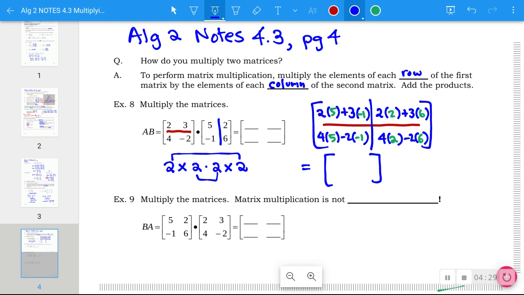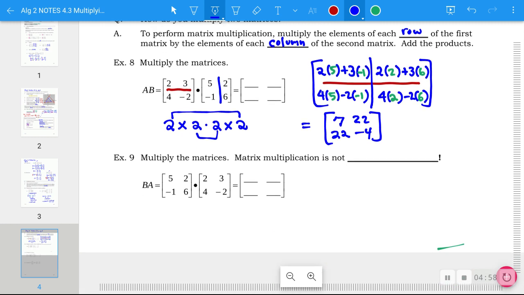The top left corner up here would be 10 minus 3, which is 7. In the next corner, you're going to have 4 plus 18, which is 22. Down here, you have 20 plus 2, which is 22 also. And finally, down here, you have 8 minus 12, which is negative 4. And so there's your product: 7, 22, 22, negative 4.